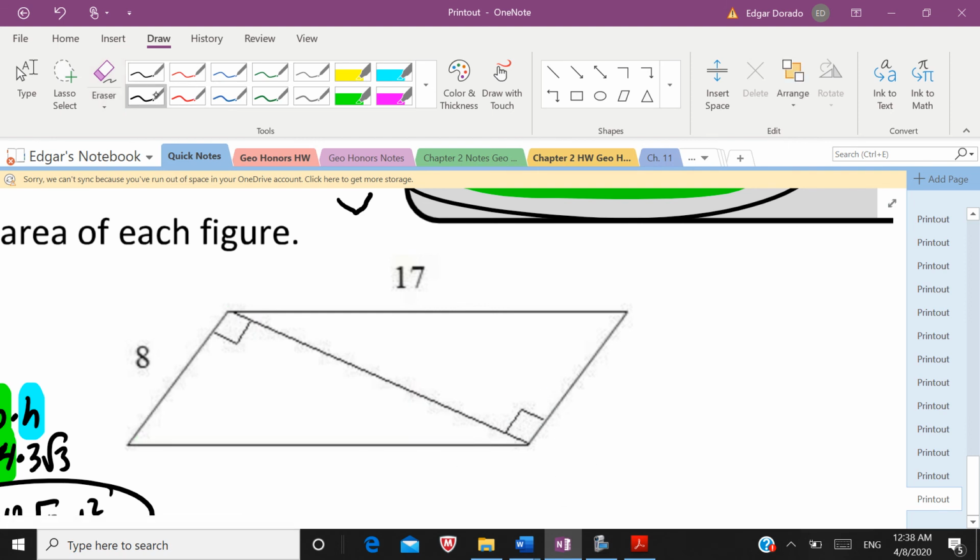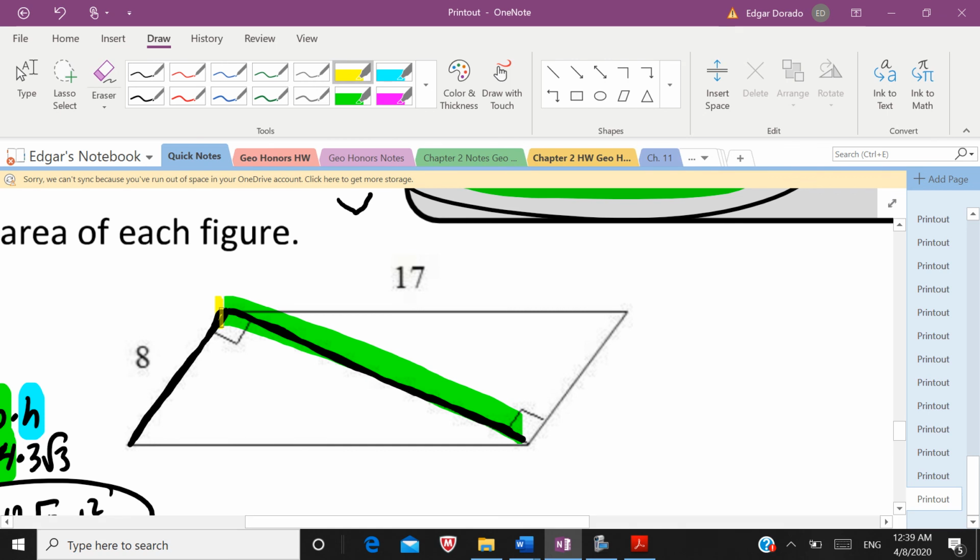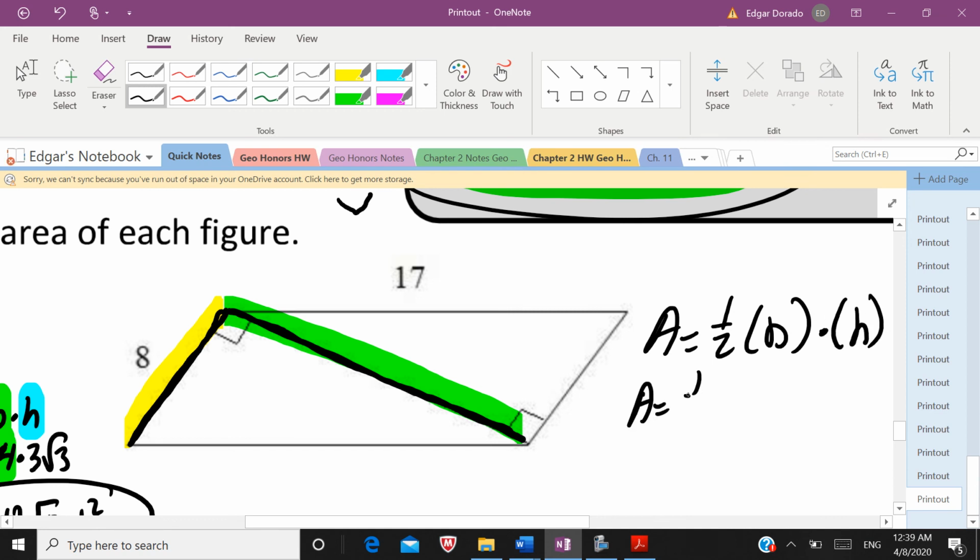Now, remember, a base and a height are always perpendicular, guys. This is a good candidate for base and height. Okay? Here's the base. Here's the height. Area equals 1/2 base times height. Area equals 1/2 the base. Well, that's the hard part. What the heck is the base?